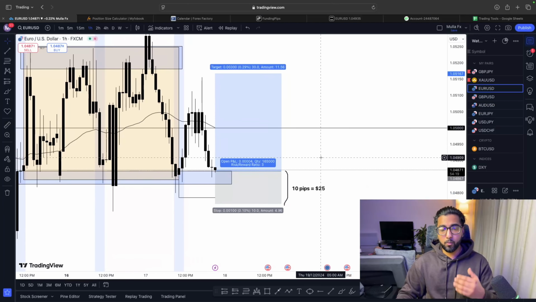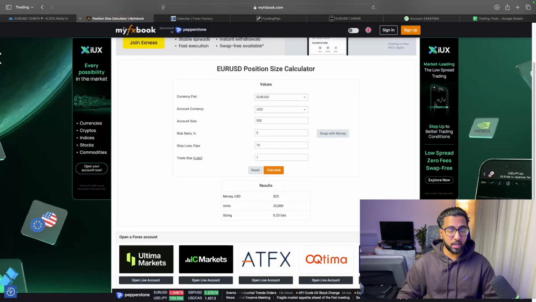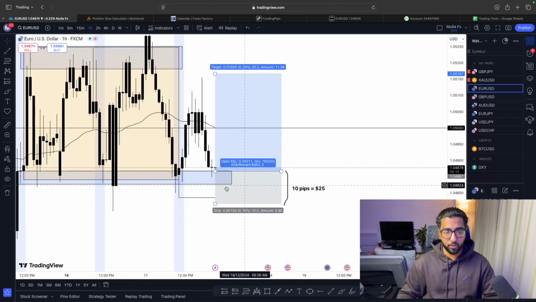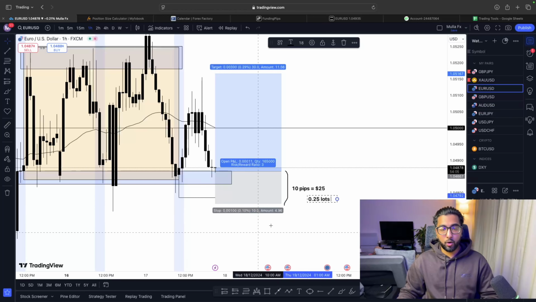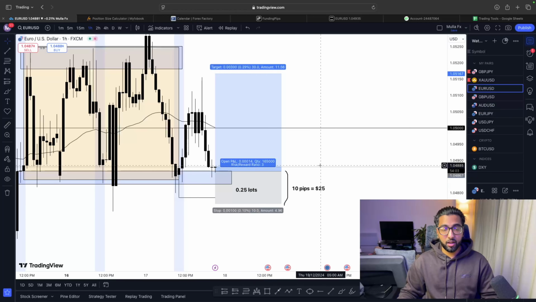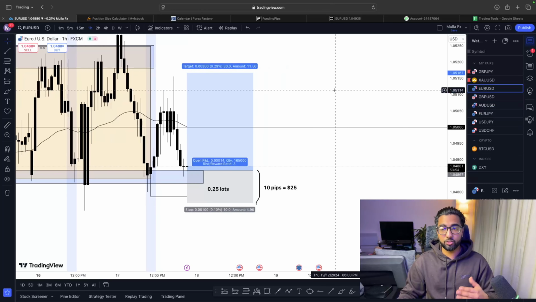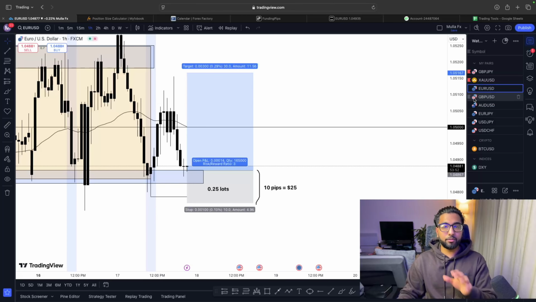So this is how you calculate for Euro USD, and the result it gave us was 0.25 lots. So for this trade, instantly, I can go on my phone or on the platform I'm using and enter 0.25 lots, and then I'm in the trade with 0.25 lots. Okay, that was pretty easy. Now let's do this again on a different symbol, a different instrument, because not every market is the same.